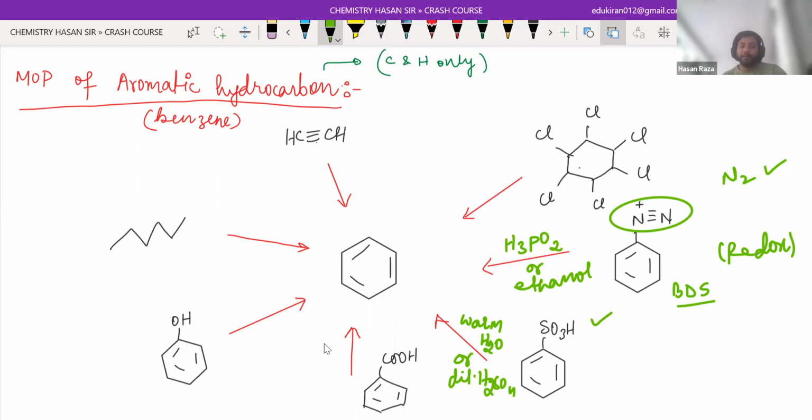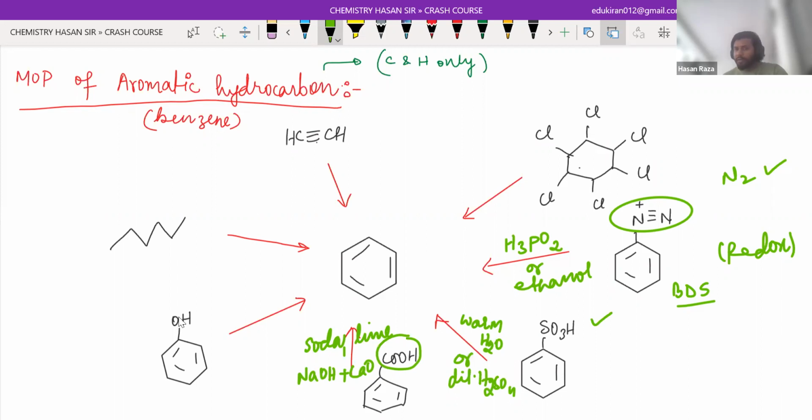We will use soda lime. What is soda lime? Soda lime is basically a mixture of NaOH plus CaO. It will remove the CO2 in the form of Na2CO3 or CaCO3, and then you will get benzene again.